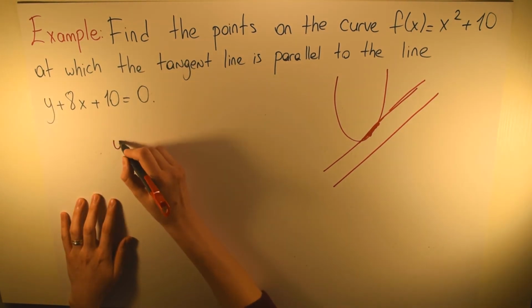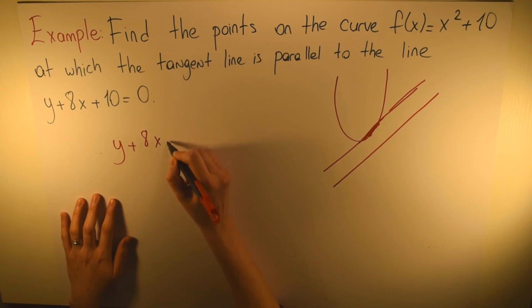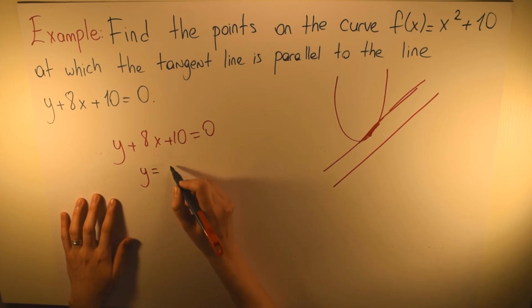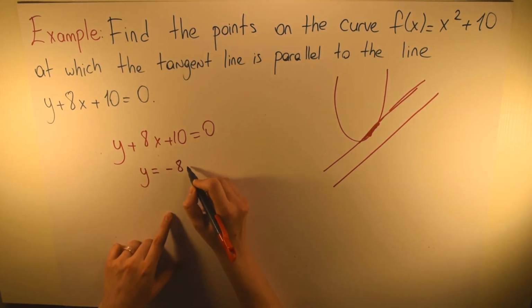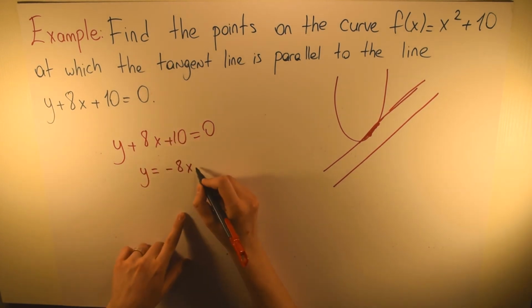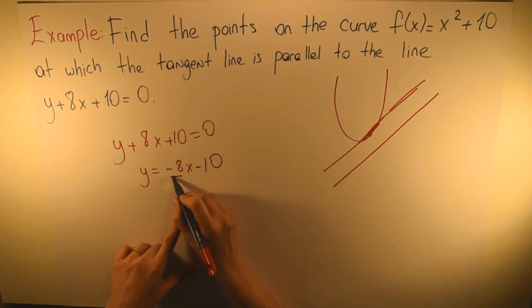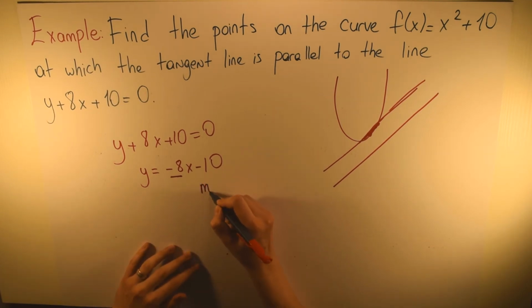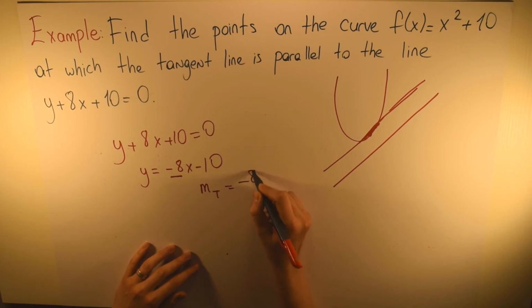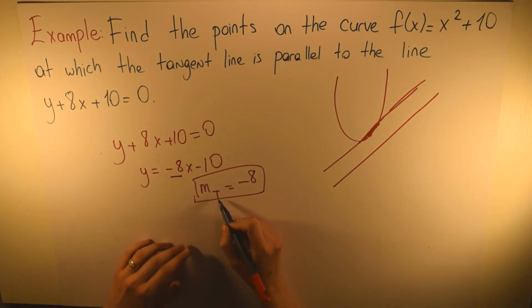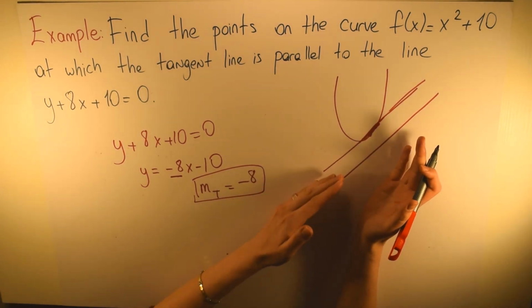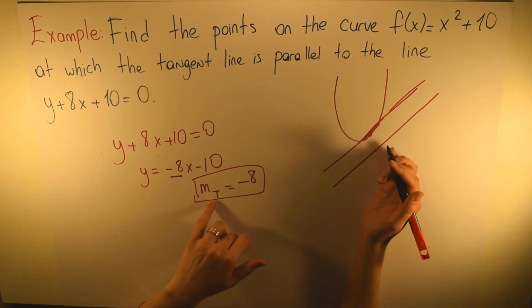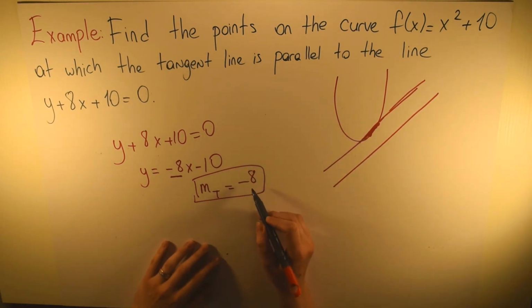So let's do that. y plus 8x plus 10 is equal to 0. So here y is equal to, I put this 8x on the other side, minus 8x, and this one goes as minus 10. So as you can see here, this minus 8 is actually the slope. So m is equal to minus 8. Why? Because this line is parallel to our tangent line, which means their slopes are equal to each other, and that's why our tangent line's slope is also equal to minus 8.